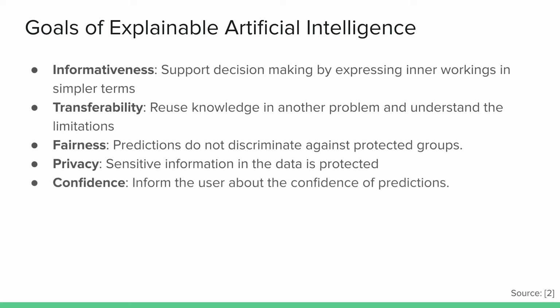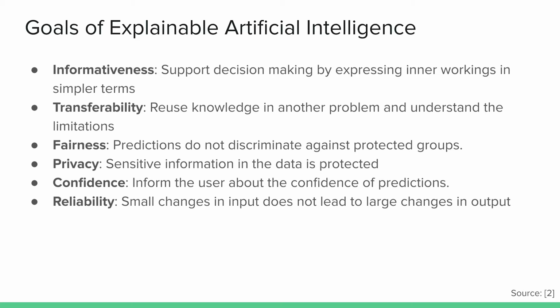Confidence is quite clear. We want to inform the user about the confidence of the predictions. We want to be able to say, I'm certain that this is the true output, or the model maybe backing off and saying, oh, I'm not really sure whether this is true or not.